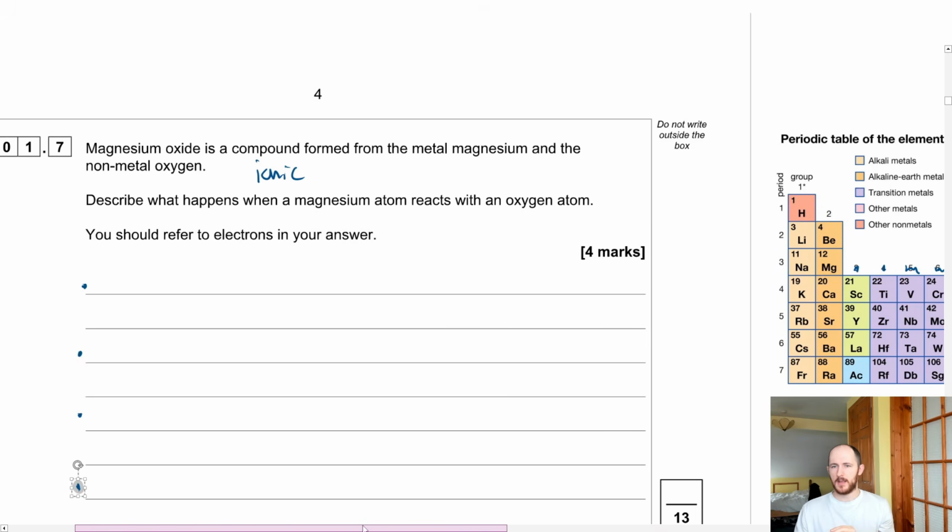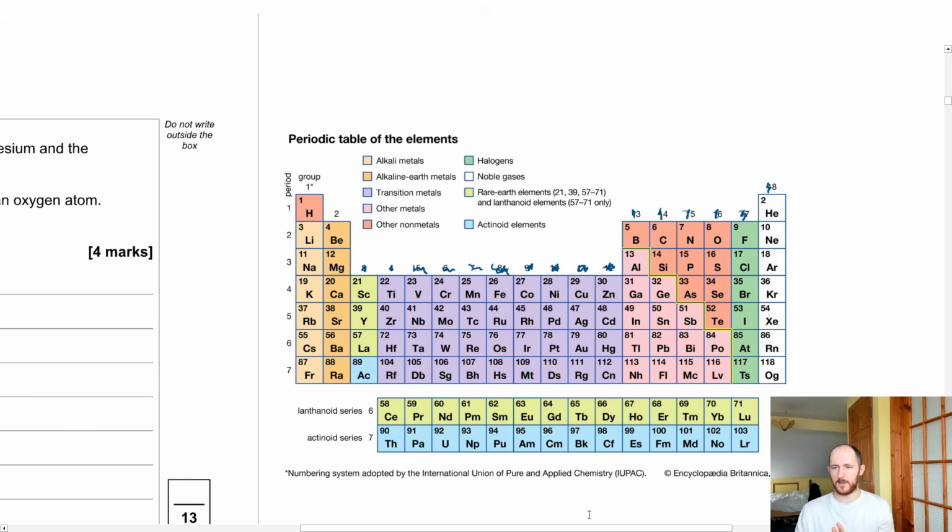So, describe what happens when a magnesium atom reacts with an oxygen atom. Let's find out quickly where they are. So magnesium is here, Mg, in group 2, and oxygen is in group 6. Now you might wonder how I found the oxygen quite quickly. A, it's practice, but B, the most important one, is that if I know magnesium's group 2, that means it has to react with something from group 6, because there has to be full outer shells at the end. So anyways, magnesium is in group 2, and oxygen is group 6.